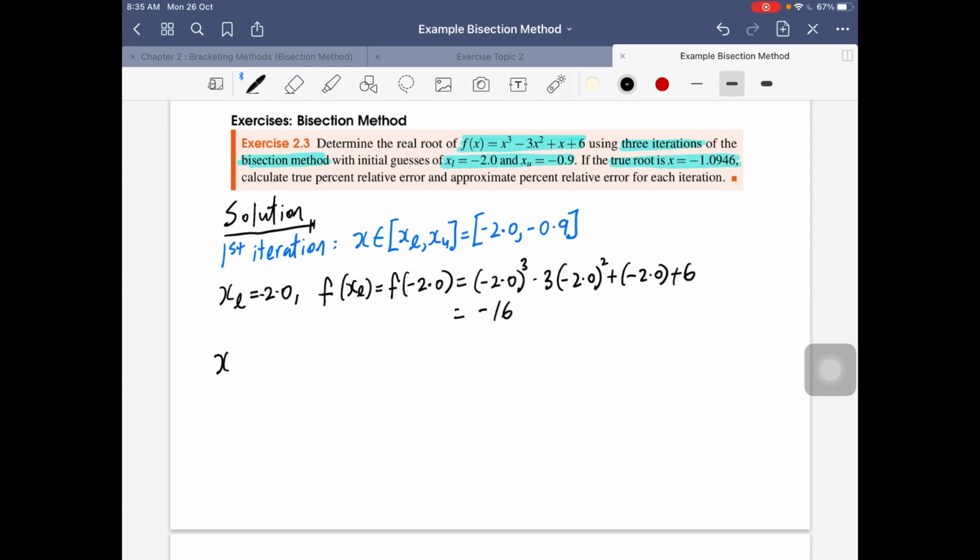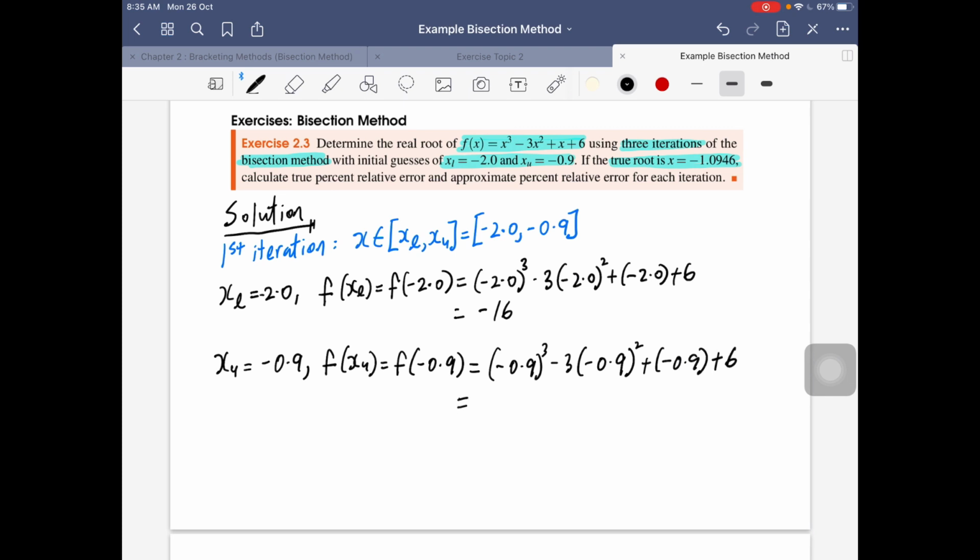And then for x upper, negative 0.9, we insert into our function, when x equal to negative 0.9. So we have negative 0.9 cubed minus 3 multiplied by negative 0.9 squared, plus negative 0.9 and then plus 6. Here, if you use your calculator, you should get 1.9410 in 4 decimal places.